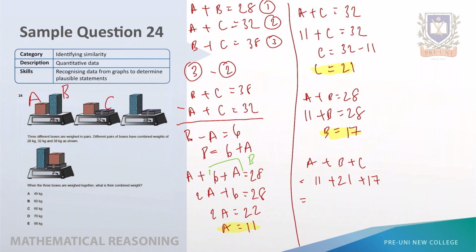So when we add that up, we get 49. And this is our answer. So A, 49 kilos, is the correct answer. So you can see here how useful using simultaneous equations are in trying to find the values of unknowns, not just for this question, but for a various number of scenarios.